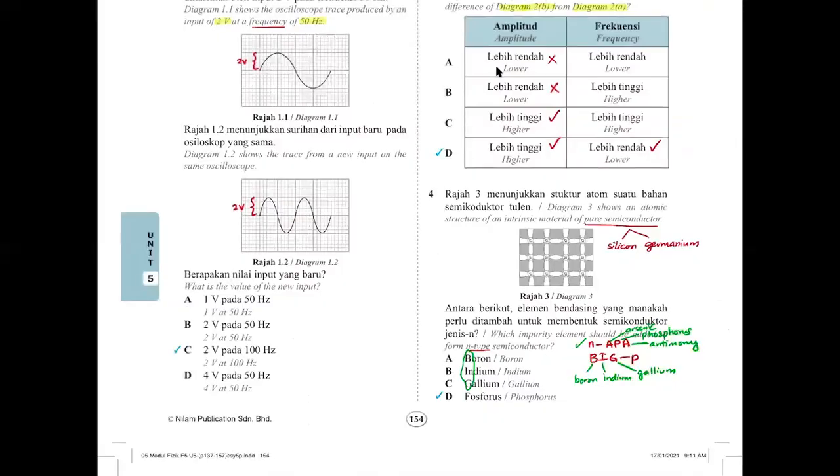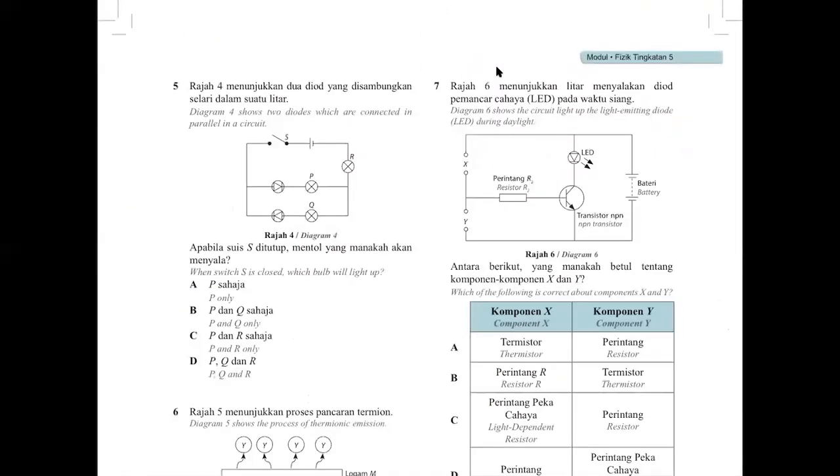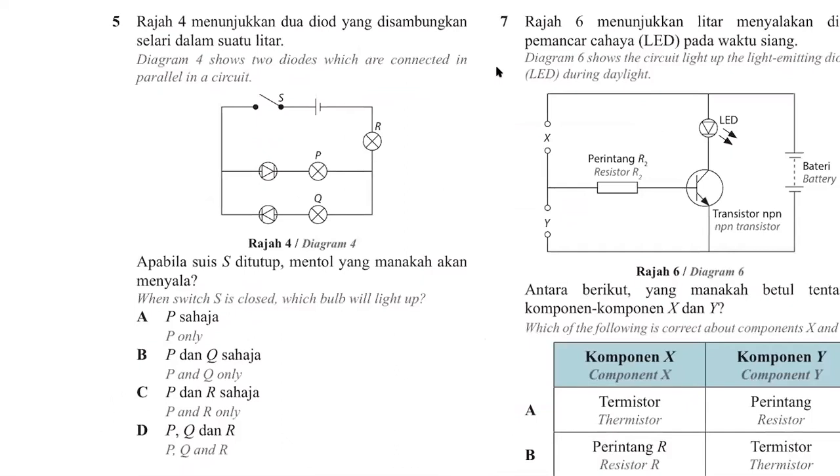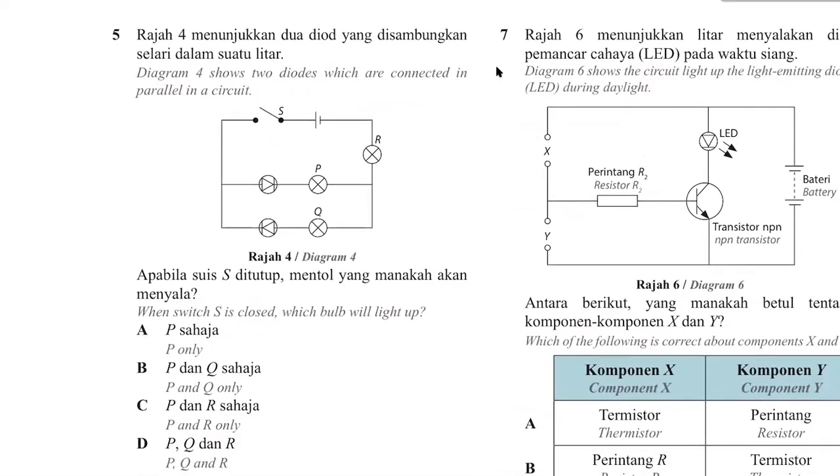Okay, next, moving on to question number 5. Okay, question number 5. Diagram 4 shows two diodes which are connected in parallel in a circuit. When switch S is closed, which bulb will light up? Which one? When switch S is closed, which bulb will light up?